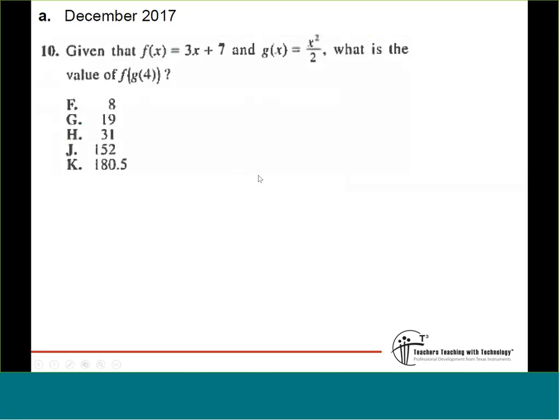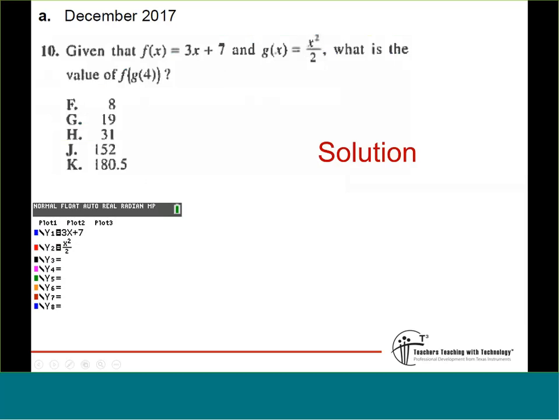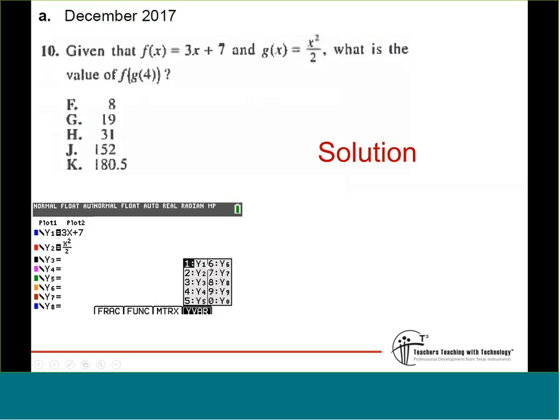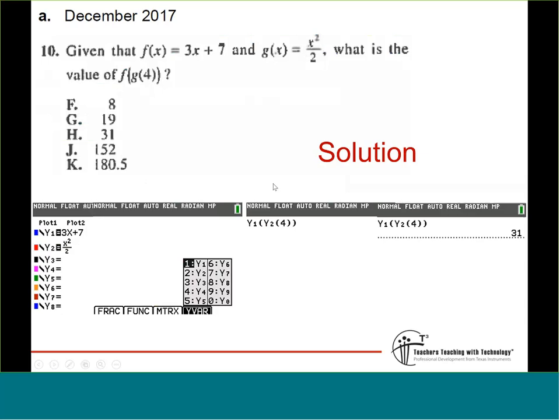Composition of functions also could be done this way. I could type in f of x into y1, g of x into y2, and then again, use alpha trace, get the y variables from there, and take y1 of y2 of 4, just like f of g of 4, and when you press enter, 31. So this is, to me, a very big help. But some teachers have asked me, will it do f of g of x? I would love it, but that would be a CAS calculator, and CAS calculators are not allowed on the ACT. They are allowed on the SAT, but not the ACT. So the 89 and the Inspire CAS would be fine on the SAT.